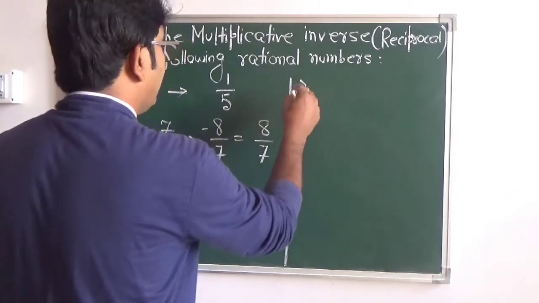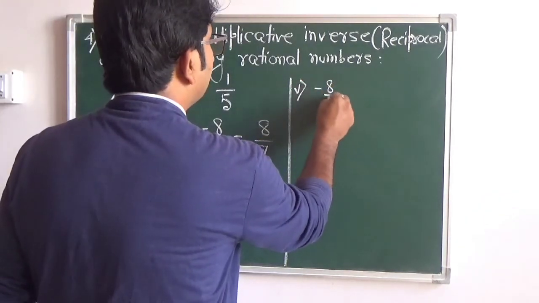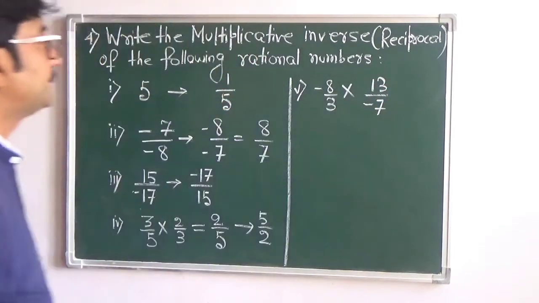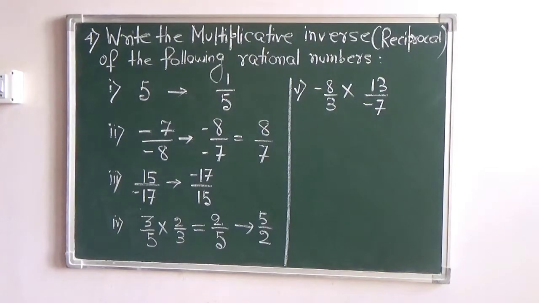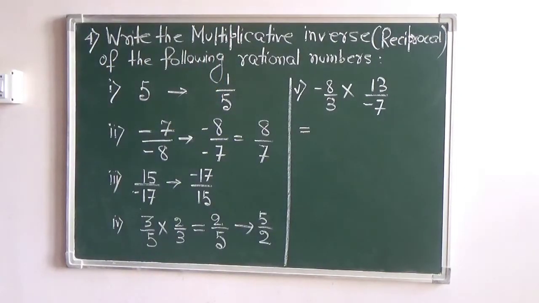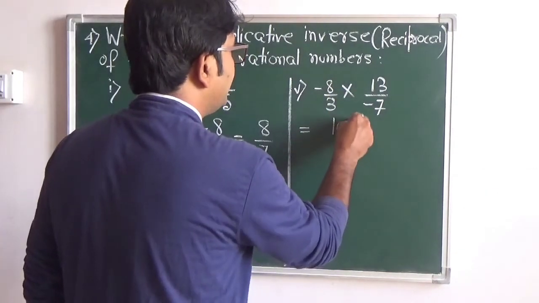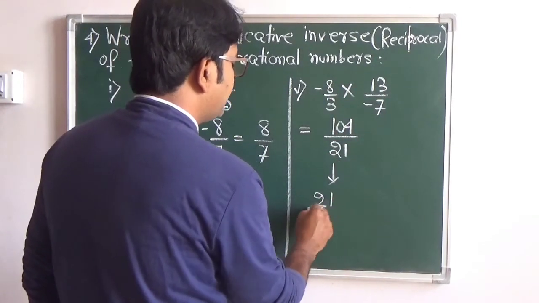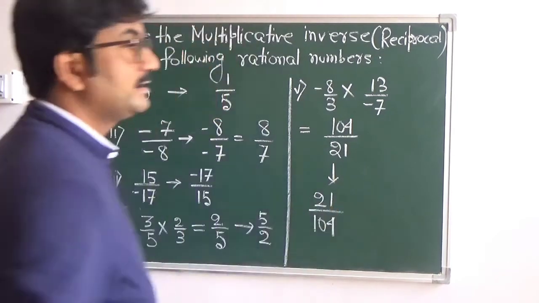Next is minus 8 by 3 multiplied by 13 by minus 7. So for this, it is very clear that nothing is being reduced here. So you just have to multiply first, and then we have to take the reciprocal. So 13 into 8, and since there are two negative signs, the final result will be positive. The product of this is 104, 13 multiplied by 8, this is 21. So the multiplicative inverse will be 21 divided by 104.